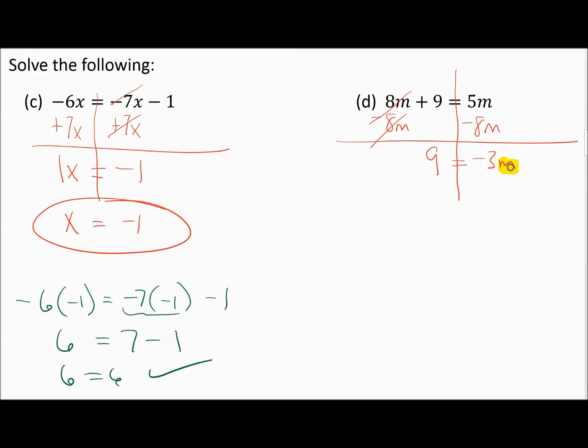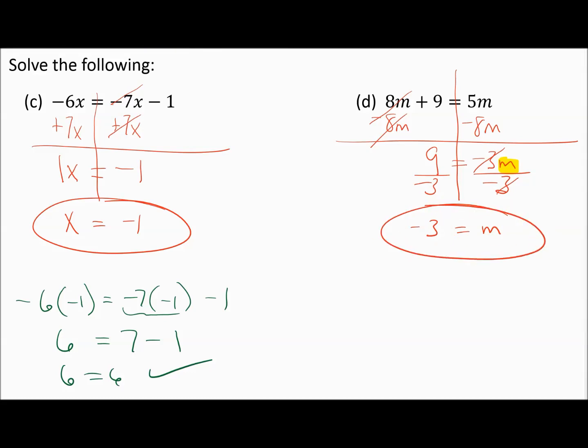Now I'm trying to get this m by itself. Okay, so I want to leave the m alone at this point. Now I'm trying to get the coefficient to be a 1. So I've got to get rid of this negative 3 being multiplied. I'm going to divide by it. And then negative 3's cancel. So on the right I have m, and on the left 9 divided by negative 3 is negative 3.